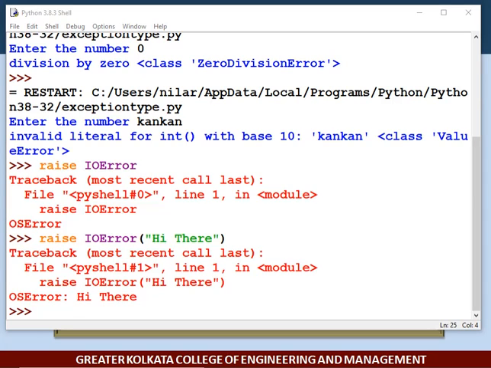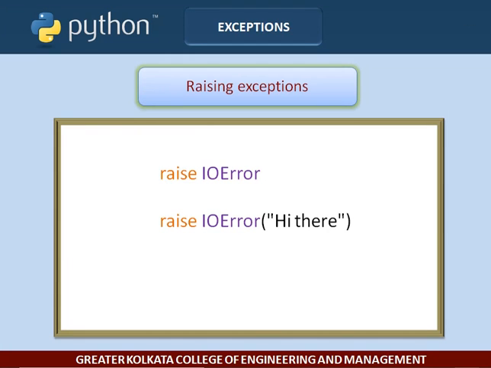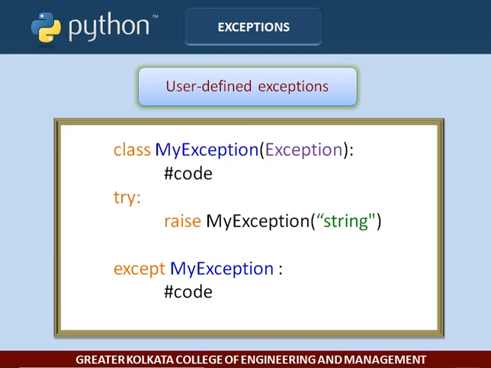Okay, now next we will learn user defined exception. Okay, Python allows you to define your own exception. An exception should be inherited from the exception class. From where will it be inherited? It will be inherited from the exception class. This is the exception class.